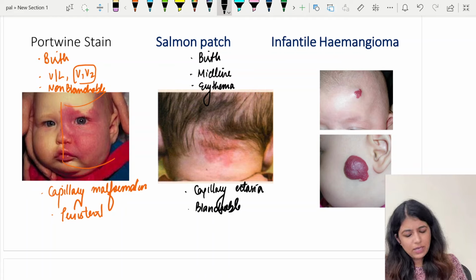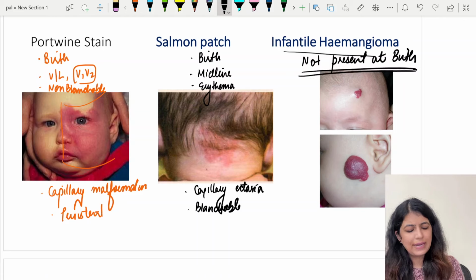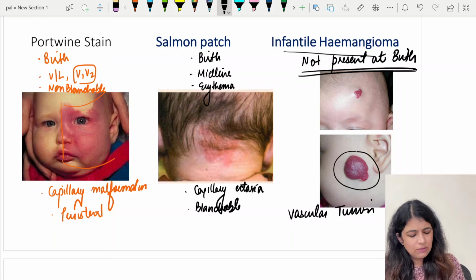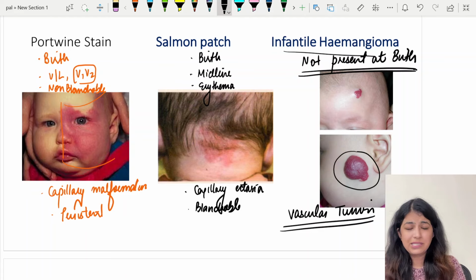Now, lastly, we have infantile hemangioma. Infantile hemangioma is not present at birth. So very, very importantly, it's not present at birth, and it comes in over the next few months, starts as a small swelling which then increases in size up to the age of 5 years. So this is what presents as this raised red swelling. It is actually a vascular tumor. It increases in size for a few years, and then it resolves on its own by the age of 10.